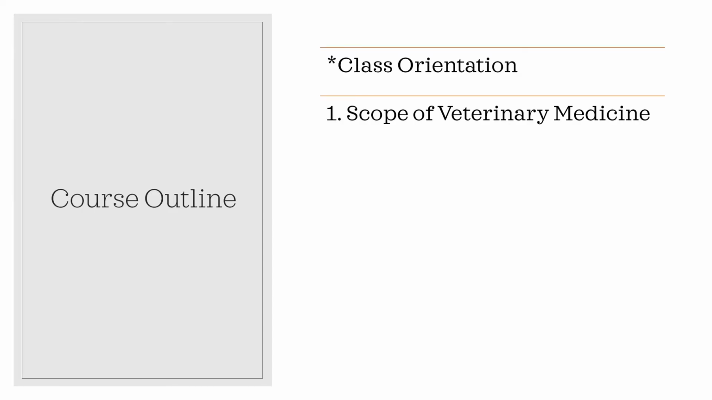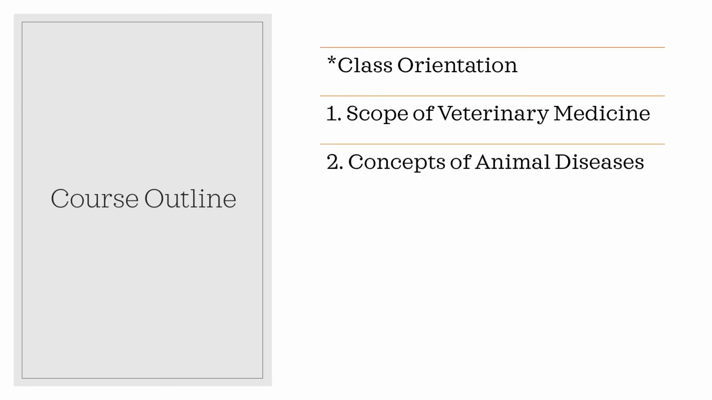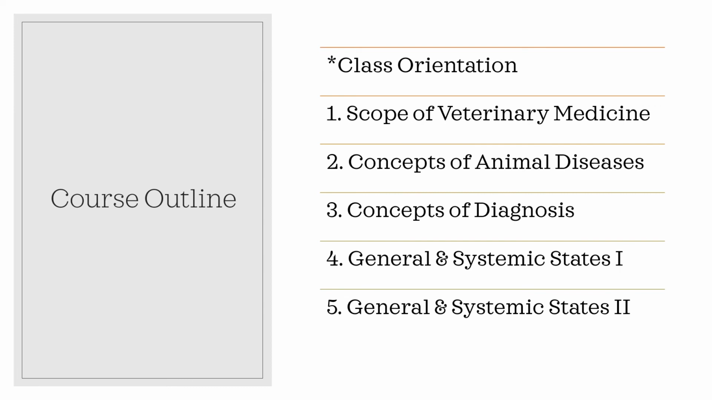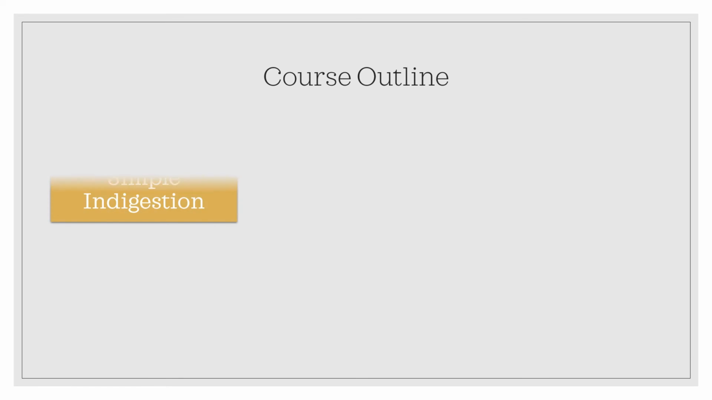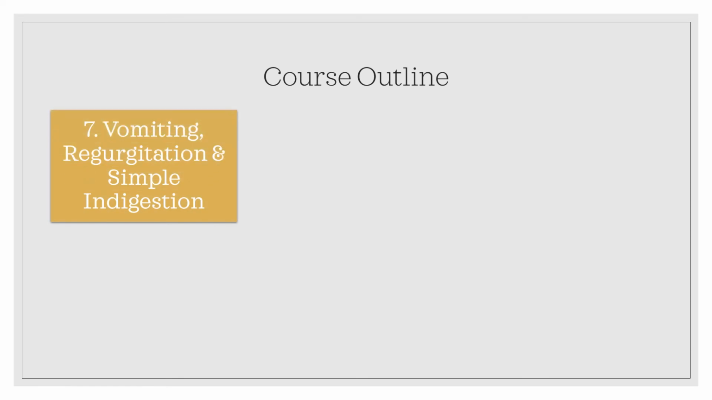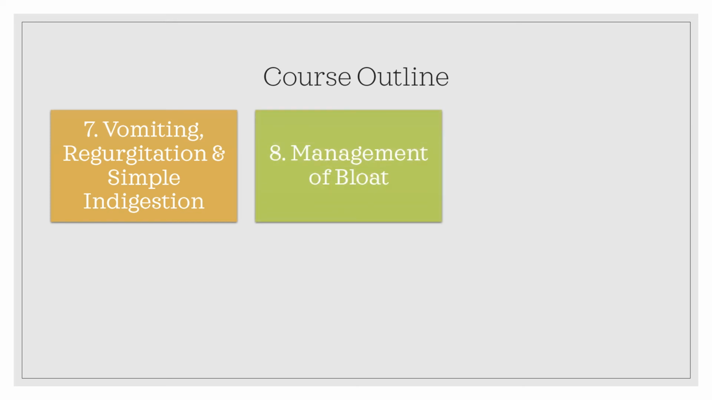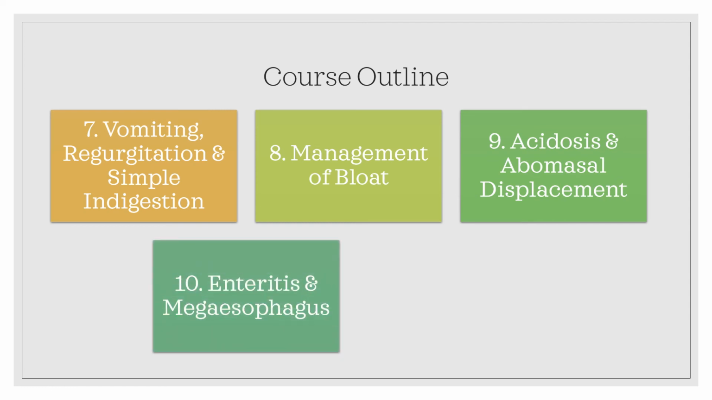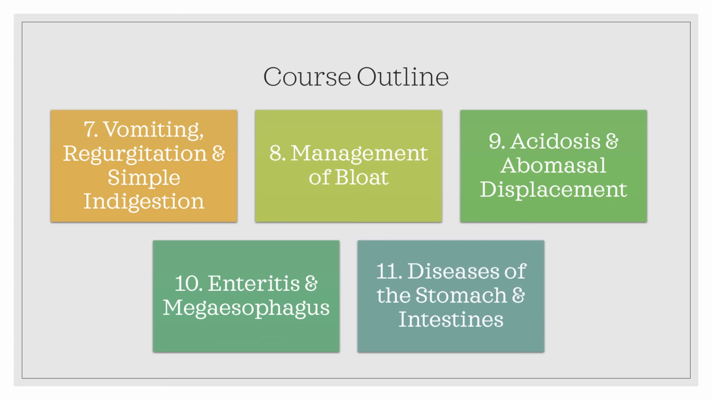For our course outline, our first topic will be about the scope of veterinary medicine. We also have the concepts of animal diseases, concepts of diagnosis, the general and the systemic states, part 1, and the general and the systemic states, part 2. We are also going to discuss some abnormalities of the digestive system, including vomiting, regurgitation, and simple indigestion, management of bloat, acidosis and abomasal displacement, enteritis and the megaesophagus, as well as the diseases of the stomach and the intestines.